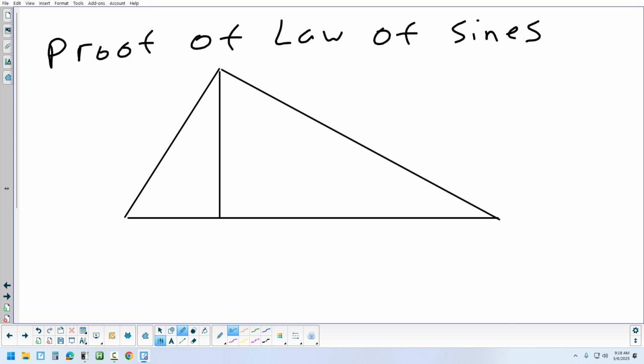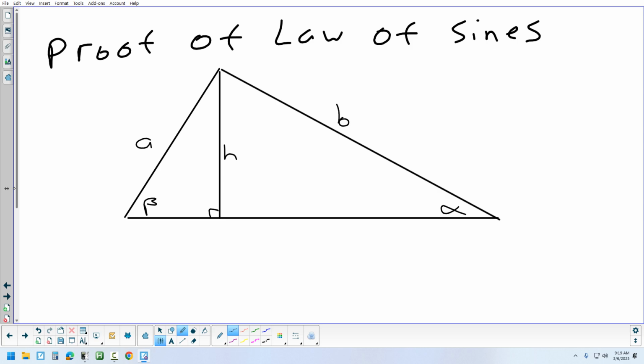Okay, I do need to label some sides. I'm going to call this side A. I'm going to call this side B. I'm going to have a right angle right here. I'm going to call this H. I'm just calling it H because it's the height of the triangle, not because it's the hypotenuse, so maybe that's not a great choice. But let's call that H. Let's call this angle beta because it's across from B, and alpha because that's across from A. All right. So there's my setup.